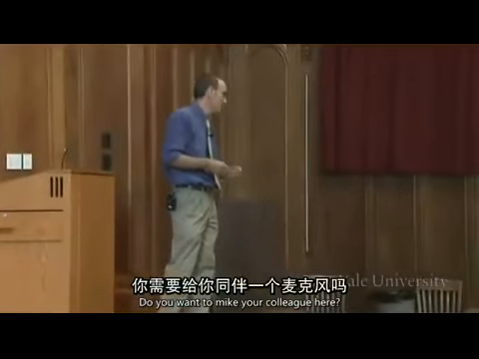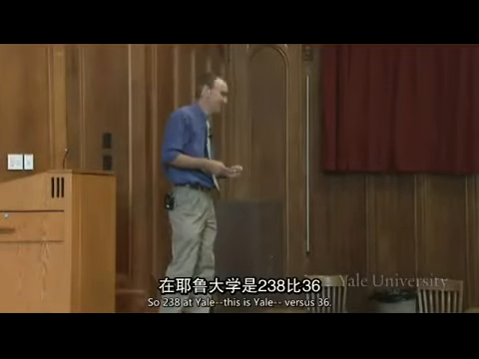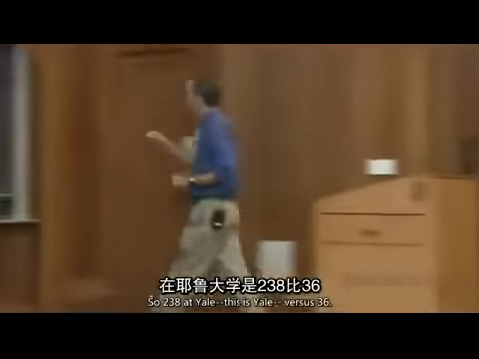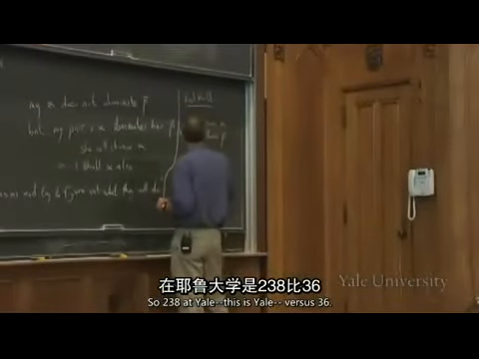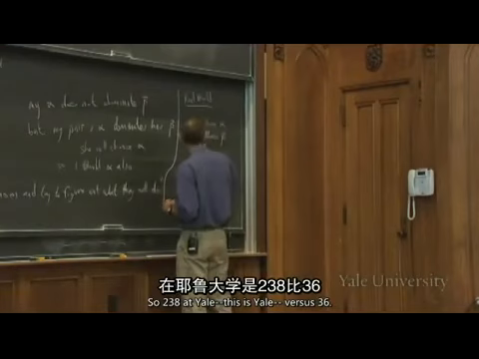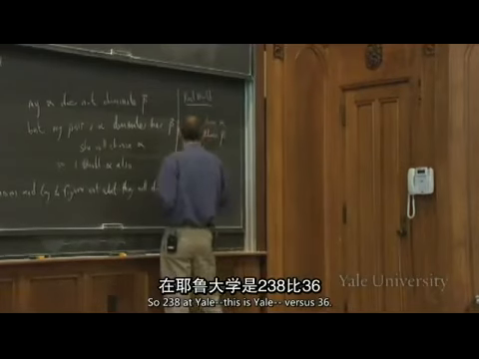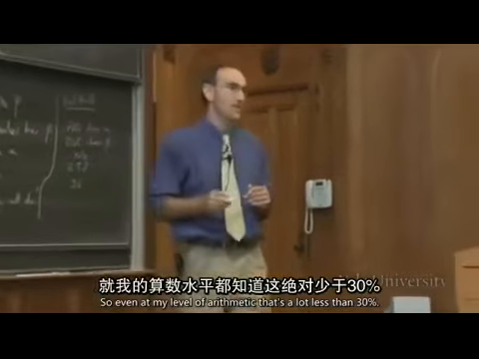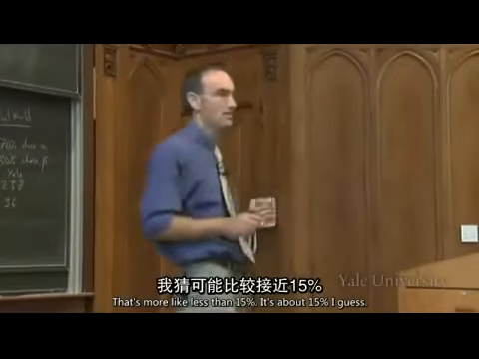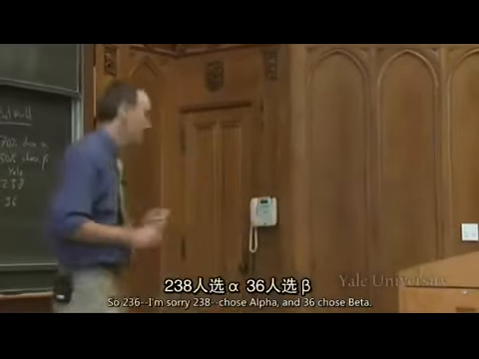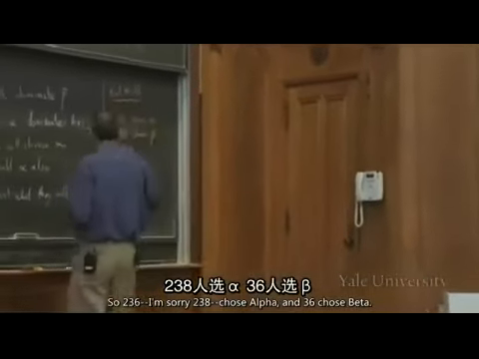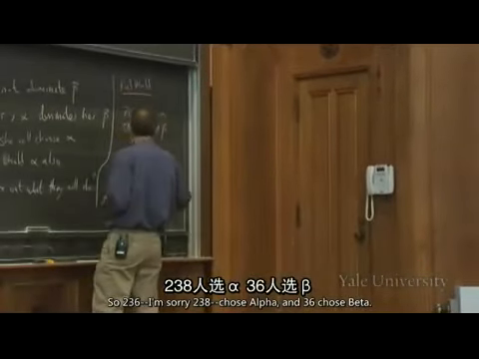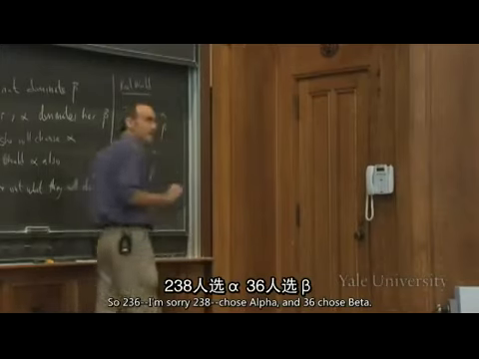How about at Yale? What are our numbers here? How about in this class? Do you want to mic your colleague here? Yeah. 238 versus 36. So 238 at Yale, versus 36. So even at my level of arithmetic, that's a lot less than 30%. That's more like, it's less than 15%. No, it's about 15%, I guess. All right, so 238 chose alpha, and 36 chose beta.